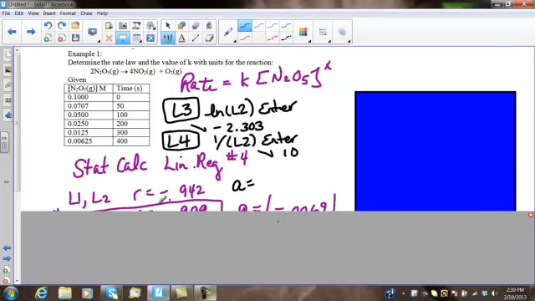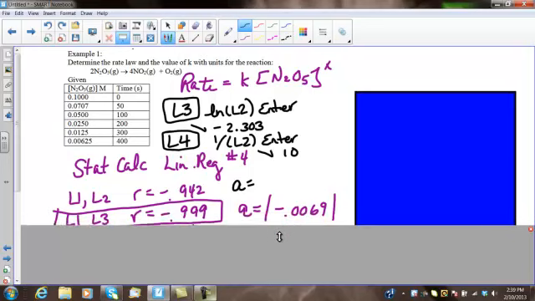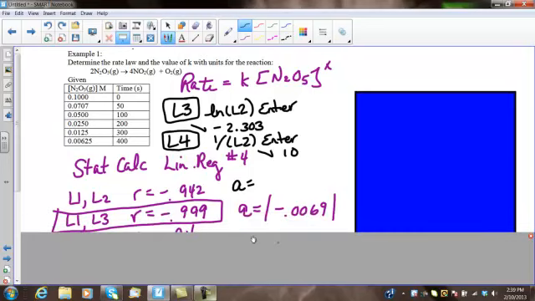Then you're going to do the same thing all over. You're going to hit Stat, Calc, Linear Regression, and type in L1, L3. You get an R value of negative 0.999 with an A equal to negative 0.0069. Now I wrote down the A value for this one because I know already that this is the one that's closest to 1, because I've done it before.